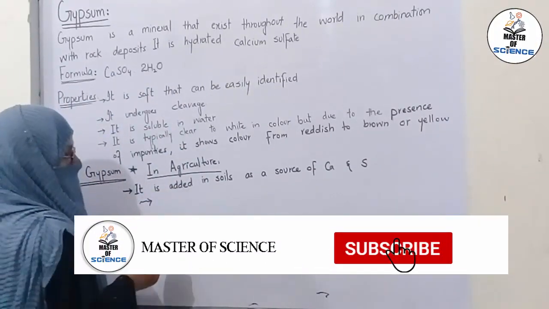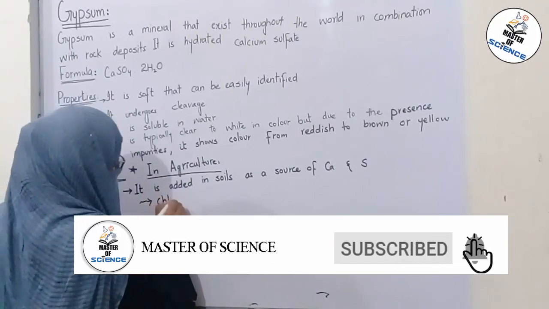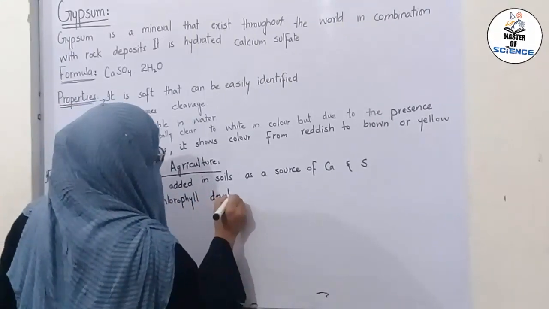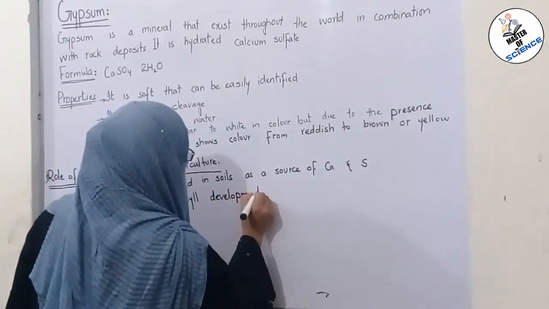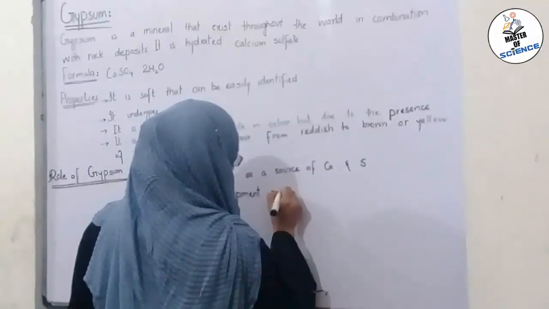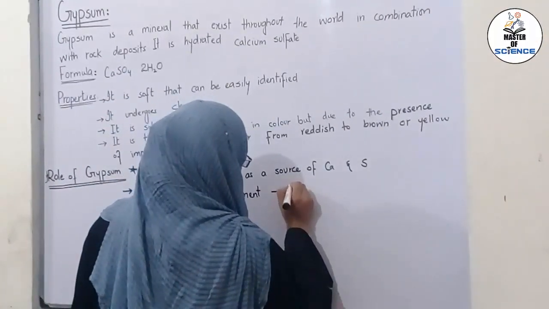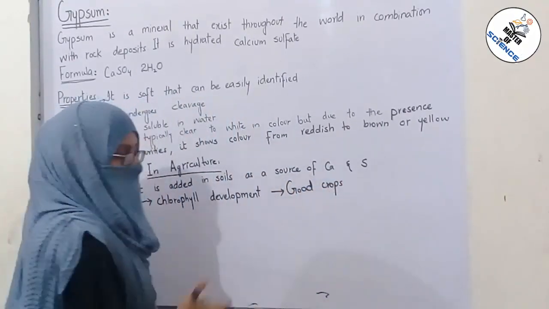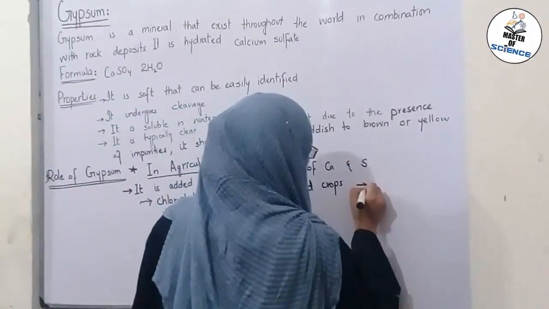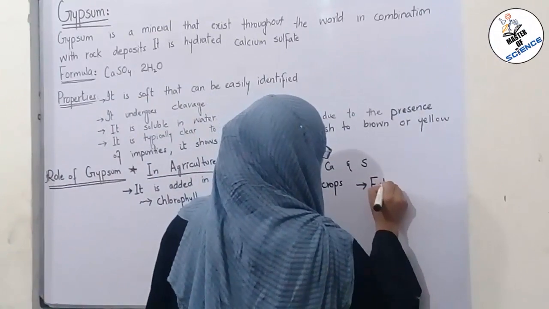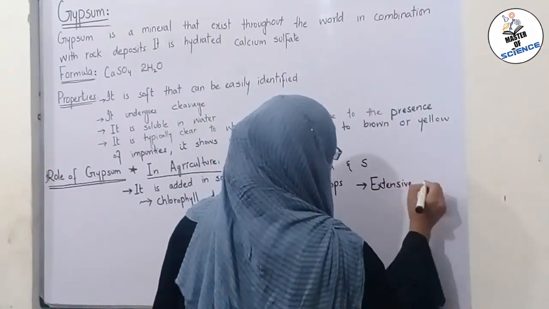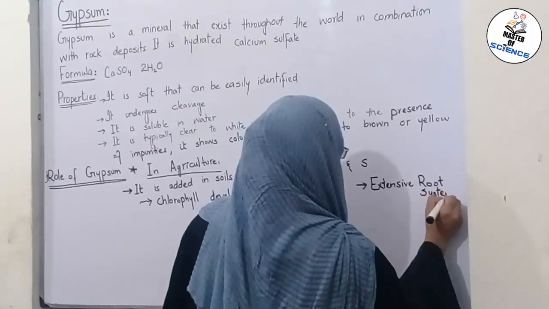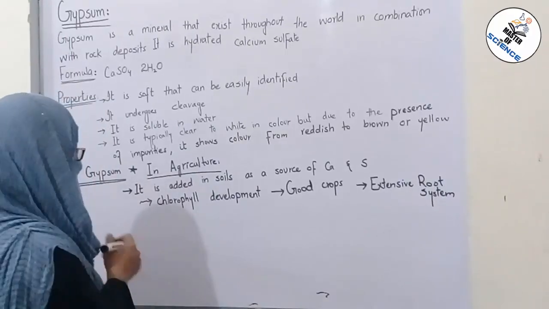So what are the benefits of it? It helps in chlorophyll development, although it is not a part of chlorophyll, but it helps. Second point is that good crops result from using this fertilizer. Third point is that the root system of plants becomes extensive. Due to this extensive root system, good crops are produced.